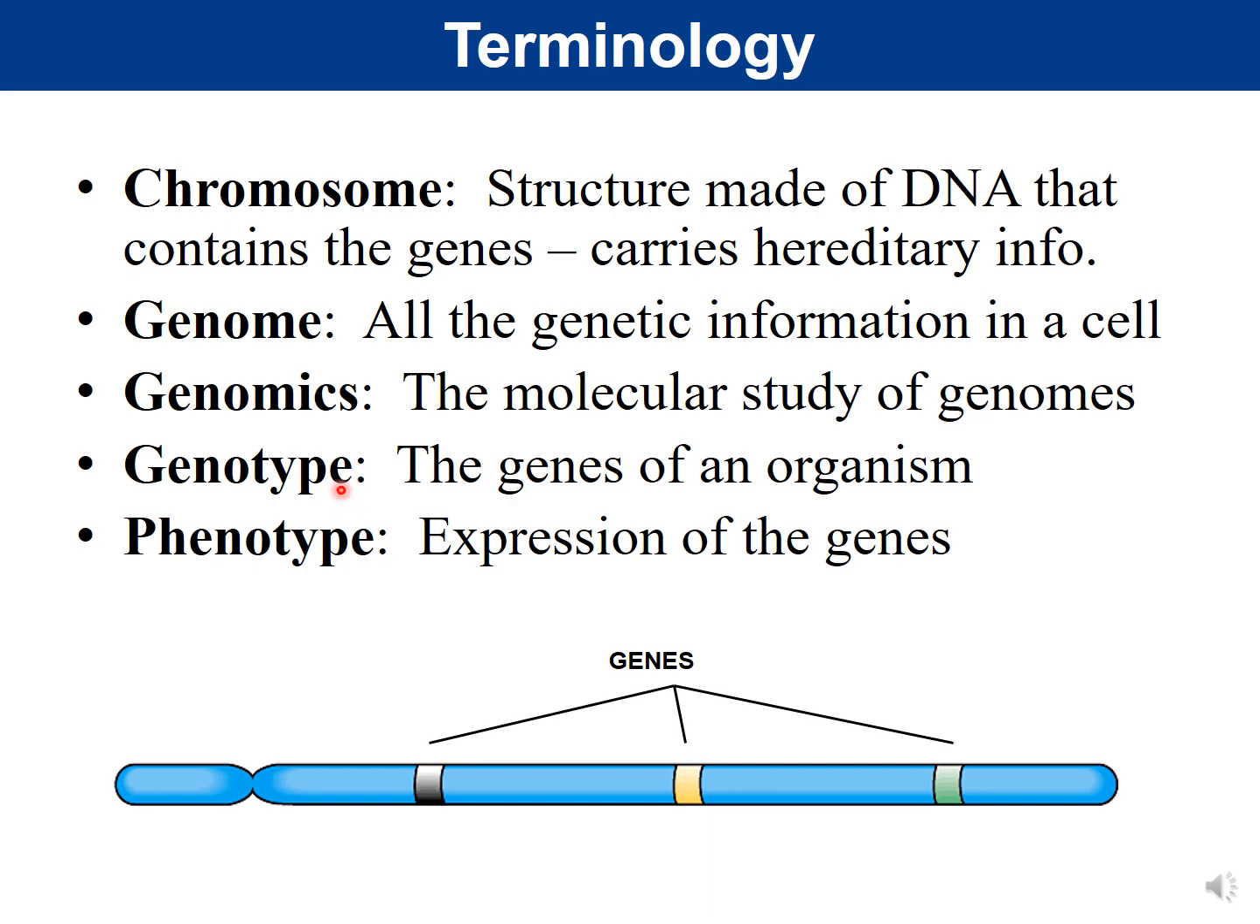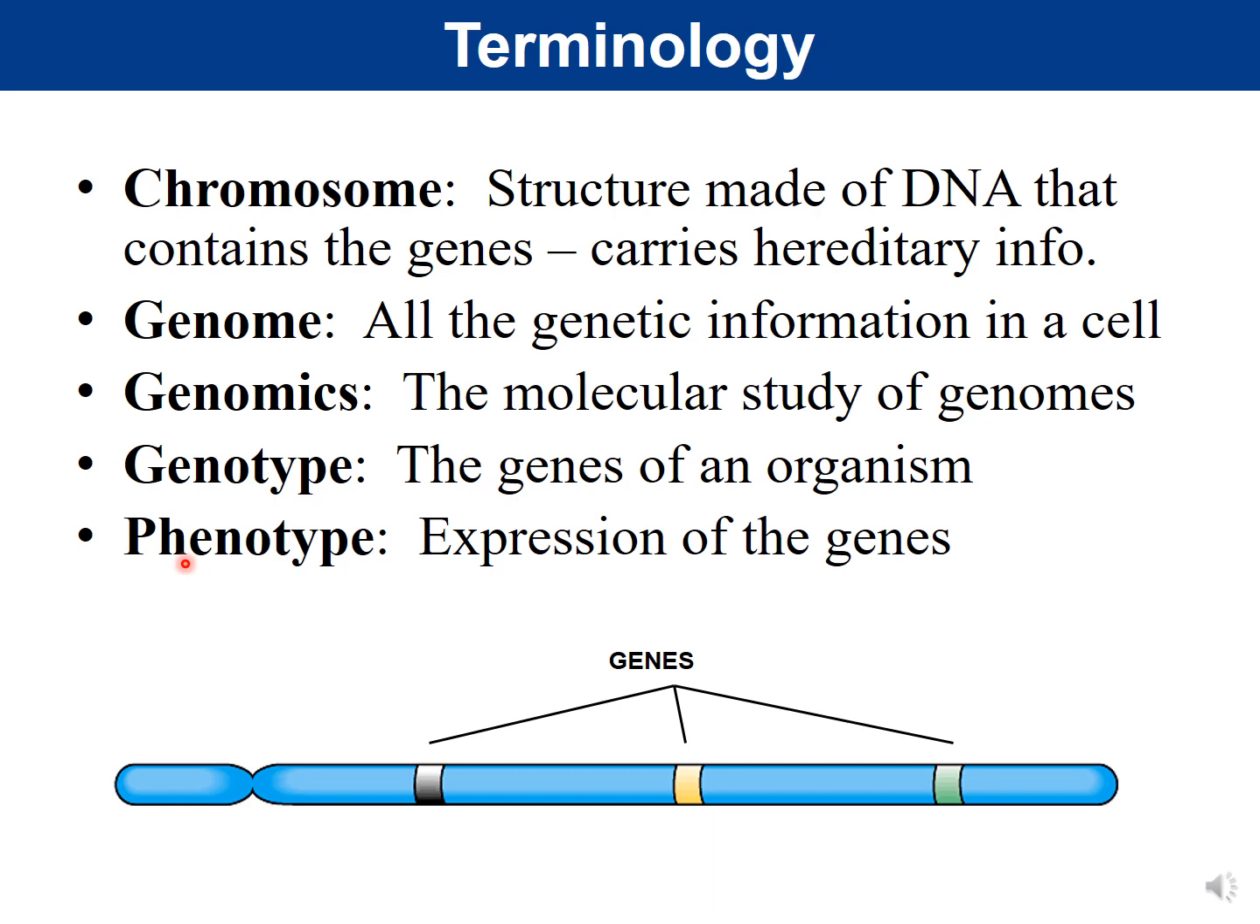And then we have genotype and phenotype. Genotype is the genes of an organism, meaning which genes they have. So if we think in terms of humans, let's say I oversimplify and I look at eye color. Now, eye color is much more complicated than this, but for the purpose of this example, we will simplify it. Your genotype would be which genes you have.